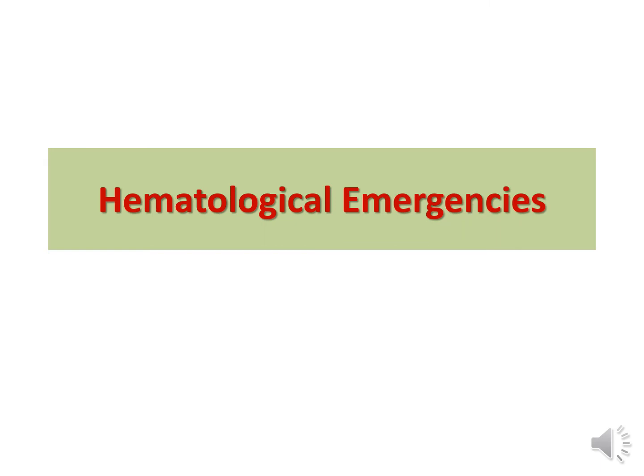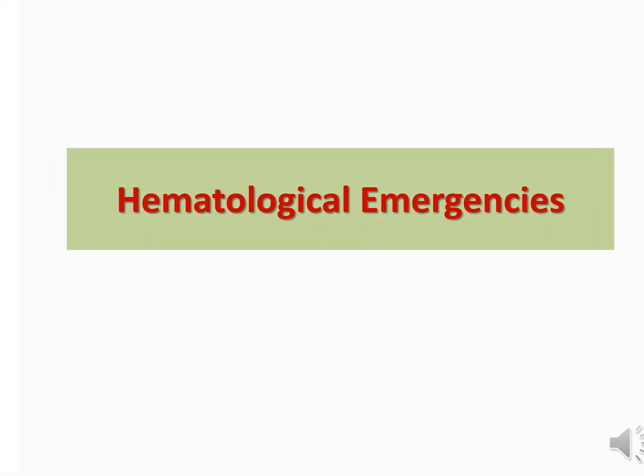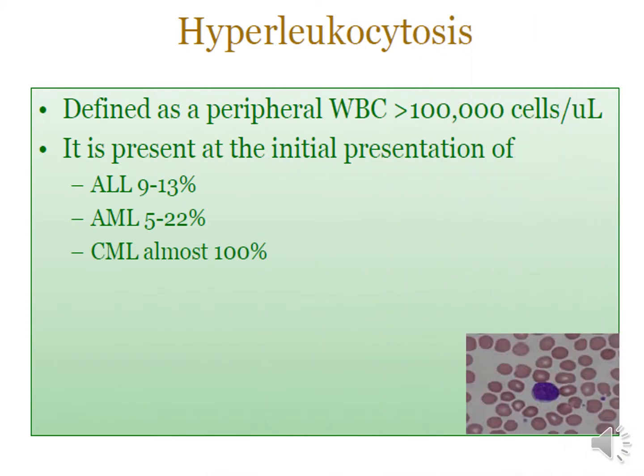This is regarding the metabolic emergency, tumor lysis syndrome. What about hematologic emergencies? Hyperleukocytosis is one of the most important hematologic emergencies. And hyperleukocytosis is defined as a white blood cell count of more than 100,000 cells. And of course, it could be present initially in patients with ALL, especially T-ALL, and AML sometimes, and CML other times.